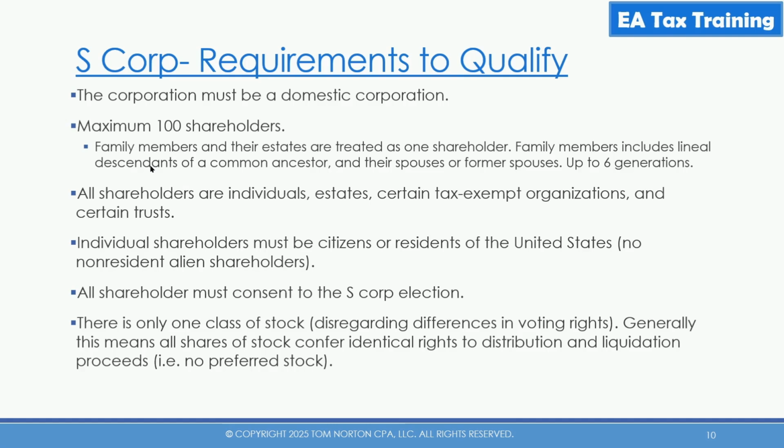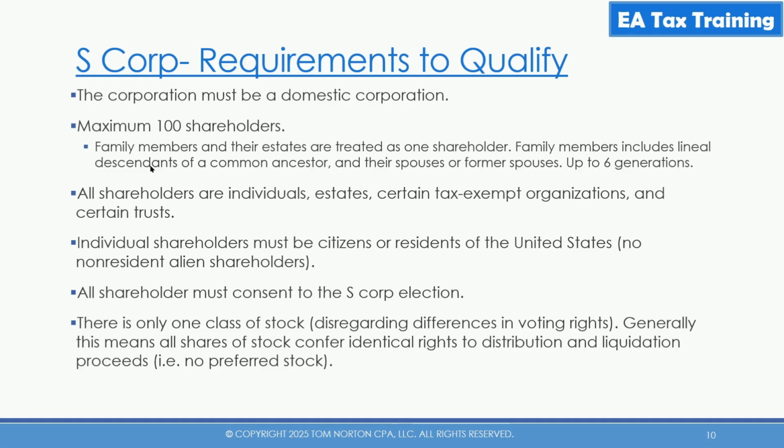So we will look at a more specific list here in a little bit. Individual shareholders must be either citizens or residents of the United States. So, in other words, there can be no non-resident alien shareholders. All of the shareholders must consent to the S Corp election, and there can only be one class of stock, disregarding differences in voting rights.